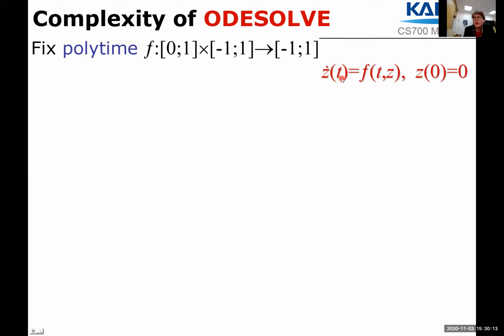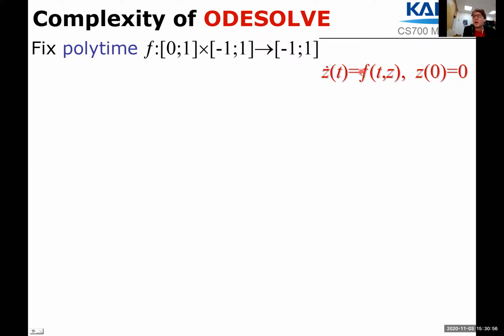So we want to calculate the solution for a fixed right-hand side, and observe that the right-hand side now has two arguments. First is the time, and the second is the current value of the sought solution to the differential equation, z, or z of t, if you like. This is reflected by the specification. We have a polynomial time computable function receiving two arguments. One is the time between 0 and 1, and the other is the value of the solution, which we suppose to be between -1 and +1.